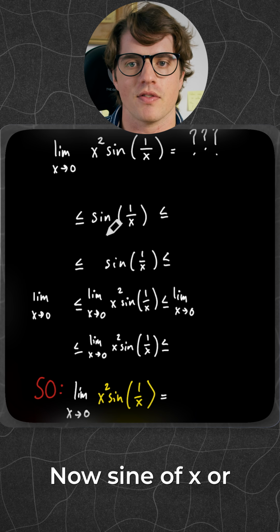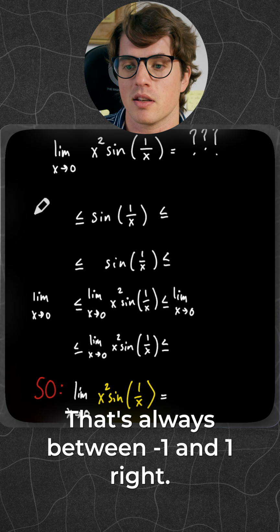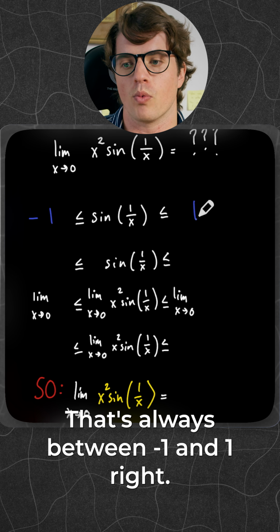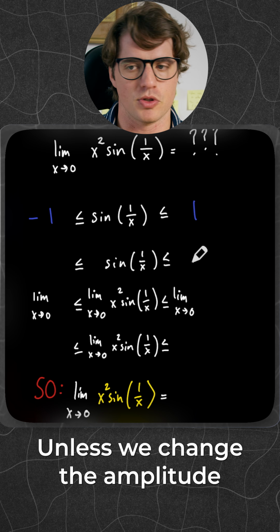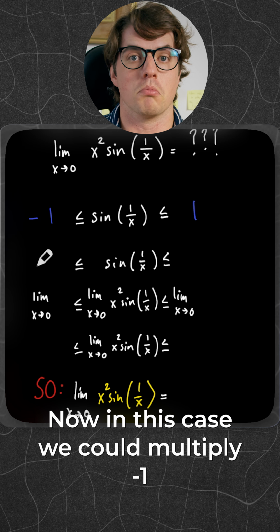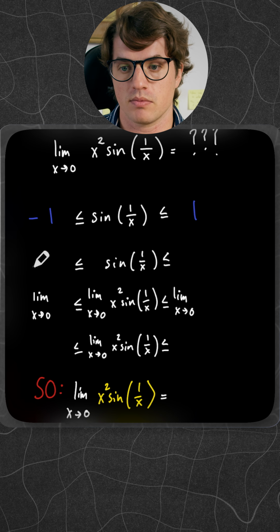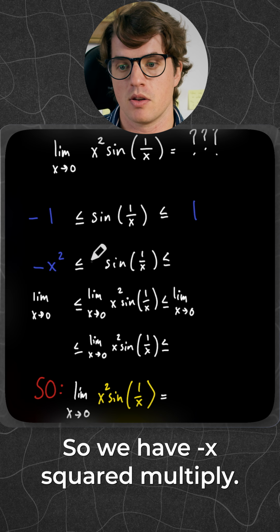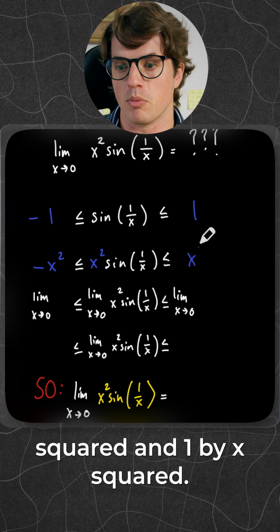Now, sine of x, or sine of anything, sine of 1 over x, that's always between -1 and 1, right? Sine is always between -1 and 1, unless we change the amplitude or move it up or down, but we haven't. Now, in this case, we could multiply -1 and 1 by x squared. So we have -x squared, multiply sine of 1 over x by x squared, and 1 by x squared.